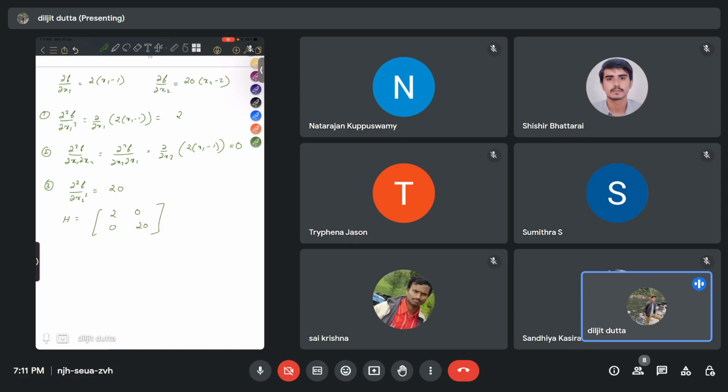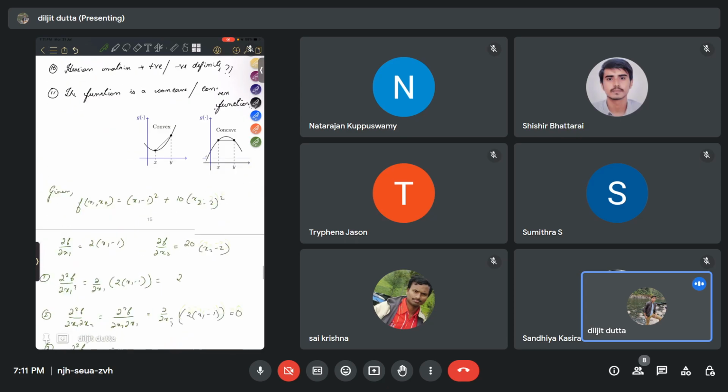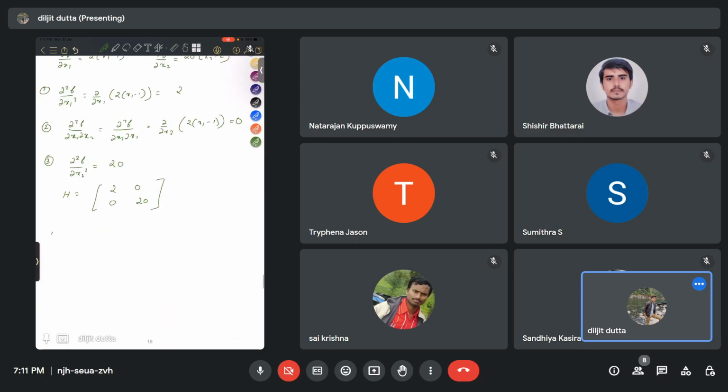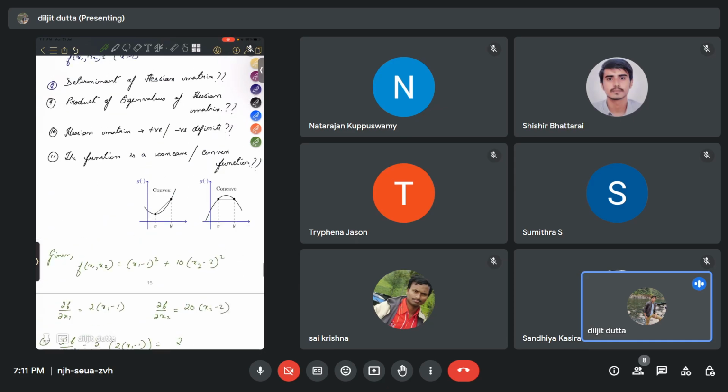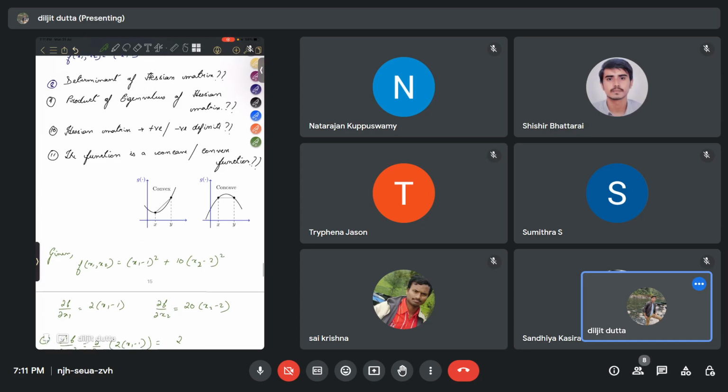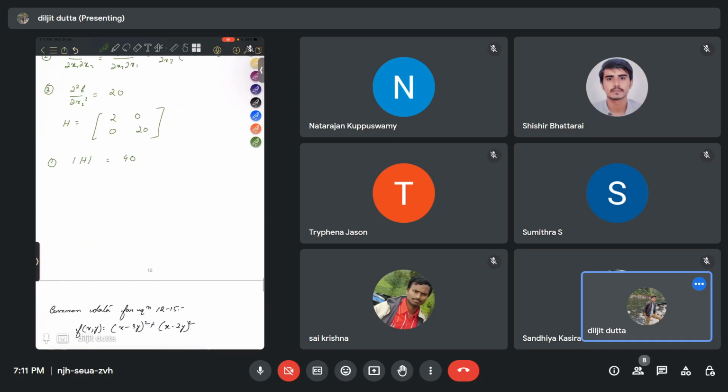Now what is the first question that is asked? That is the determinant of the Hessian matrix. So the determinant of H is equal to 2 into 20, which is 40. Now second, the product of the eigenvalues of the Hessian matrix.